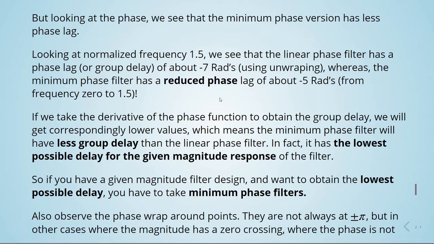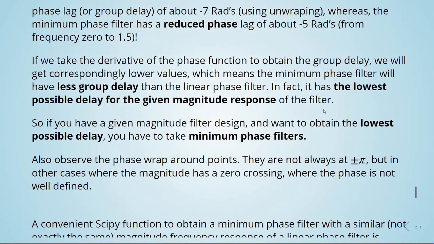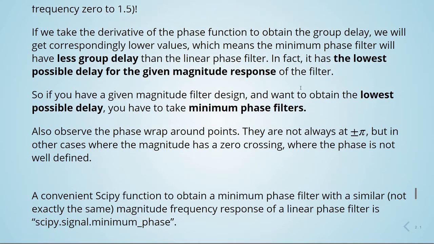get corresponding lower values, which means that the minimum phase filter will have less group delay than the linear phase filter. In fact, it has the lowest possible delay for the given magnitude response of the filter. So if you have a given magnitude filter design and you want to obtain the lowest possible delay, you have to take minimum phase filters.